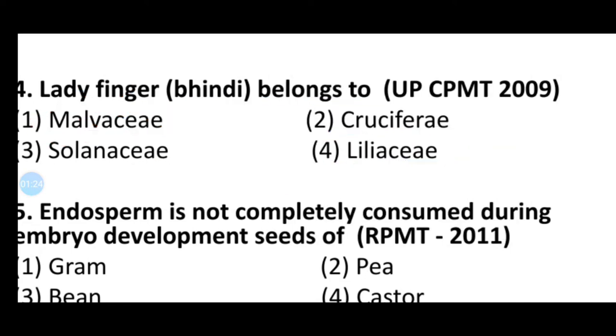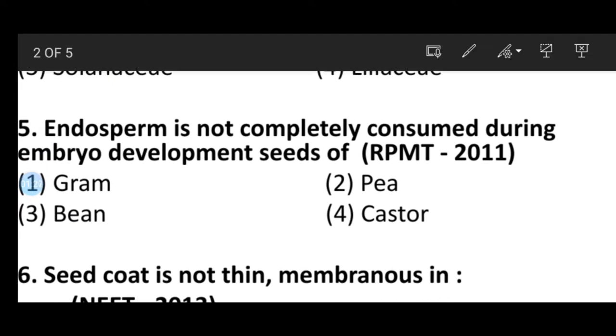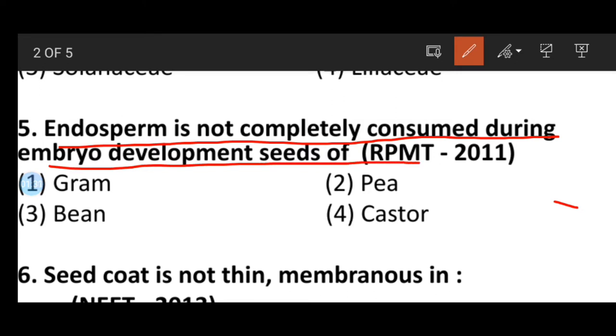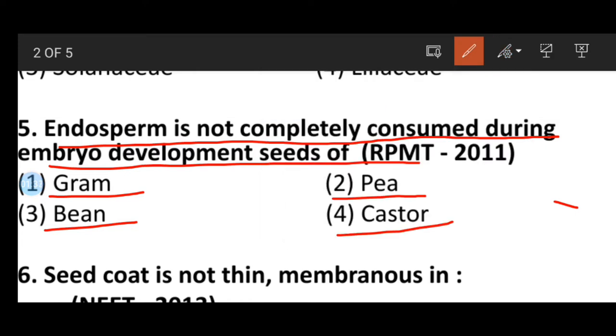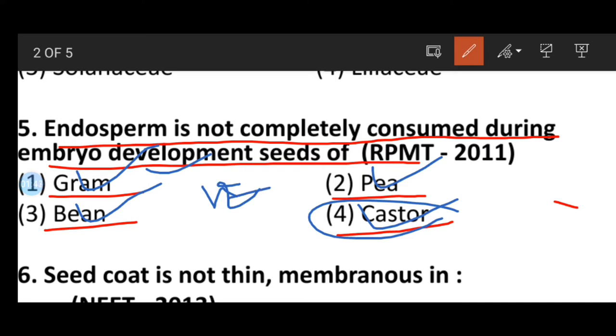Now question number next, 5th. Endosperm is not completely consumed during embryonic development of seed in: option number 1 gram, second is the pea, third is the bean, fourth is the castor. So here the correct answer will be the castor. In case of the gram, bean and pea, these are completely utilized, meaning they are non-albuminous or exalbuminous, while castor is retaining this endosperm.